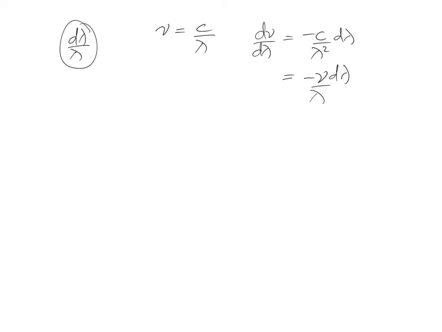So why are they using d lambda over lambda, and I've done it in frequency? Remember that frequency for light is the speed of light divided by the wavelength. So if we do d frequency by d lambda, we get minus c over lambda squared d lambda. If we put back in for frequency c over lambda, this becomes minus the frequency over lambda d lambda. That's important, right?